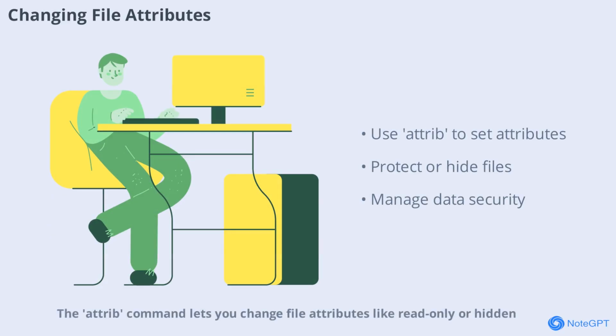The attrib command lets you change file attributes like read-only or hidden. For example, attrib +r file.txt makes a file read-only. This is useful for protecting important files or hiding sensitive information. Understanding file attributes helps you manage your data more securely.